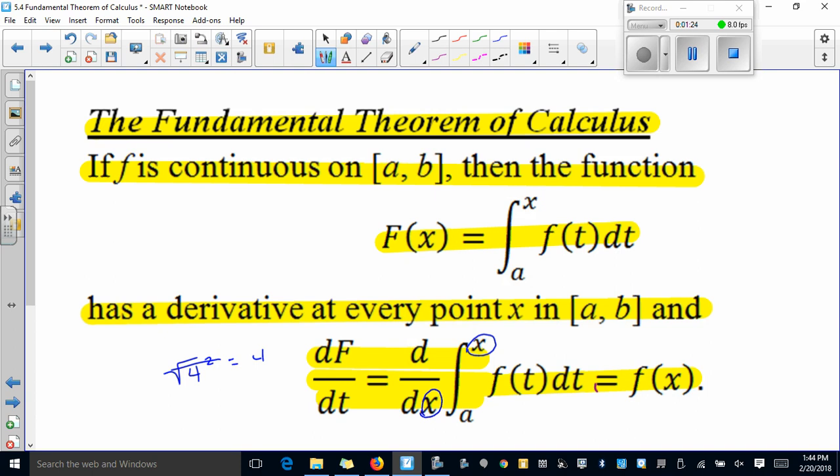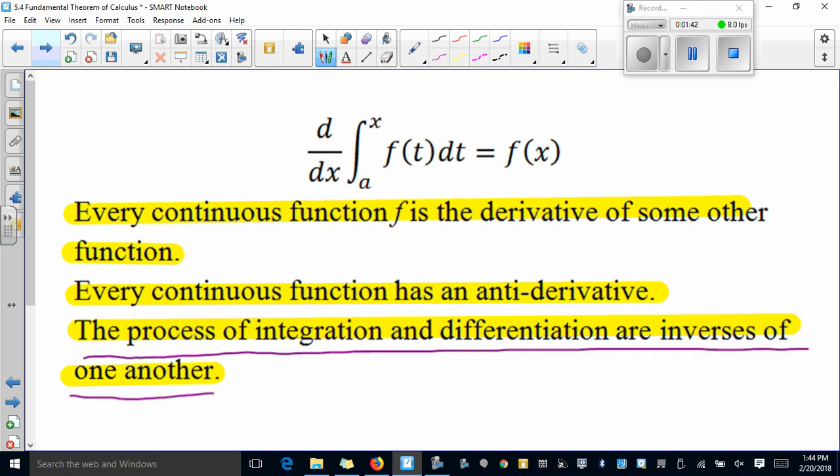Okay, so we continue on with this one, the derivative of the integral. Every continuous function f is the derivative of some other function. Now, they are referring to this here. This is where we go back to chapter 3 when we talked about continuity, that continuous did not mean differentiable, but differentiable did mean continuous. And this is a derivative of some other function. Every continuous function has an antiderivative, and the processes of integration and differentiation are inverses of one another. So basically, one will undo what the other one did.